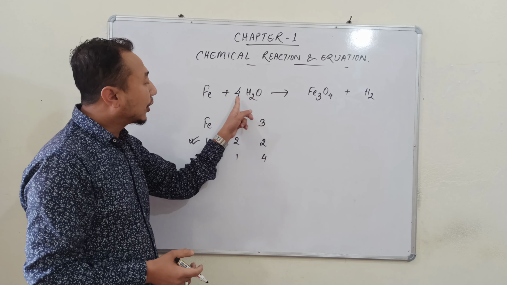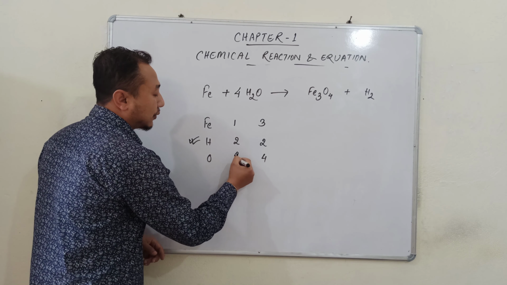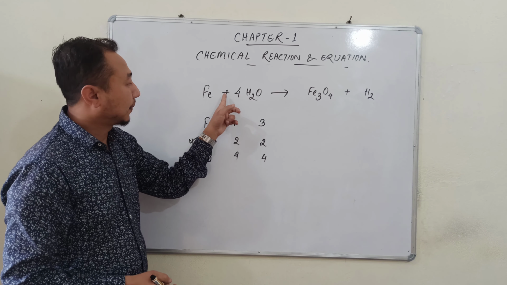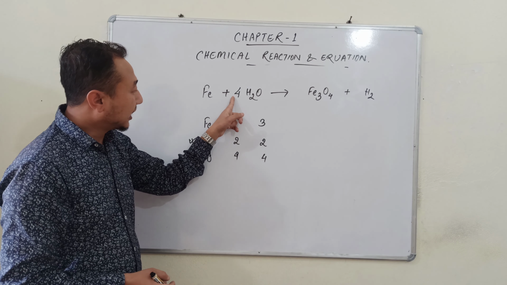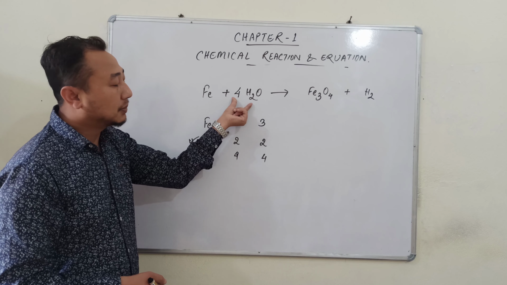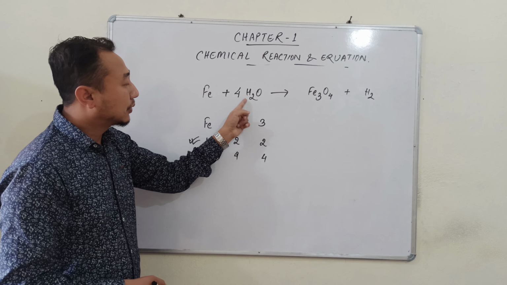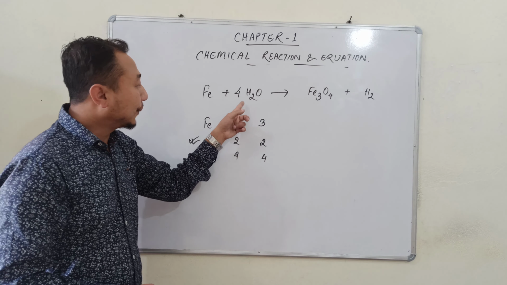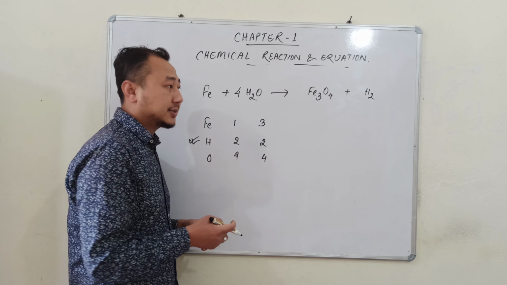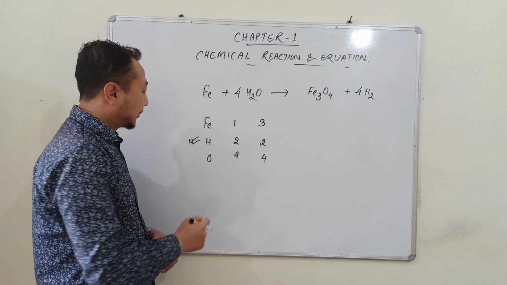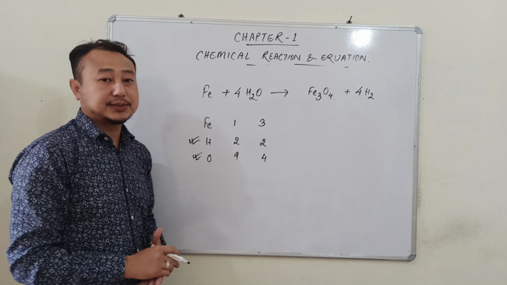So when I add 4, the number of oxygen atoms becomes 4. Now, after adding this 4, hydrogen becomes 8. The number that is present in front and the number of atoms present in that molecule should be multiplied. So hydrogen becomes 8. 4 2s are 8. So we are going to make this 2 into 8 so that the number of hydrogen will become balanced. For that, I am going to add here 4. Now hydrogen and oxygen are both balanced.